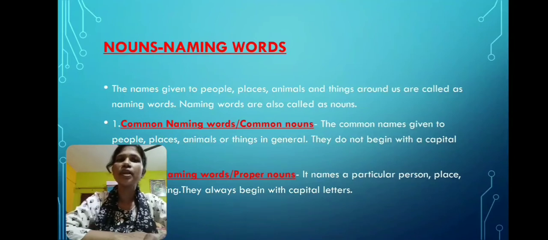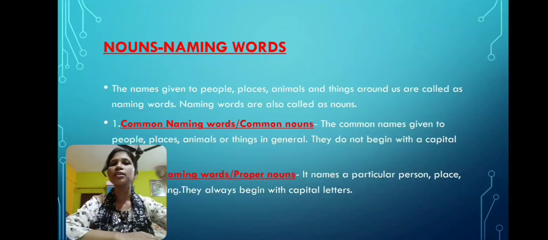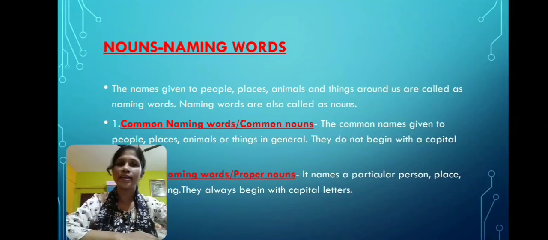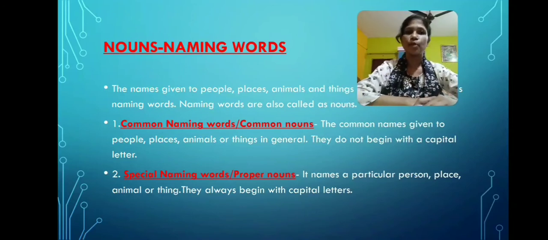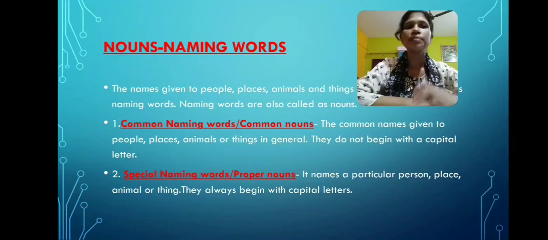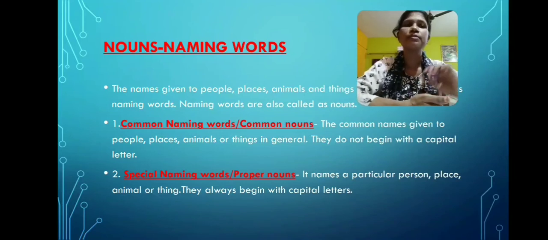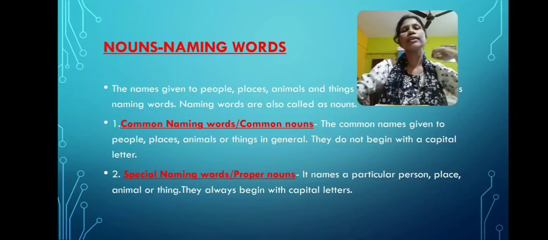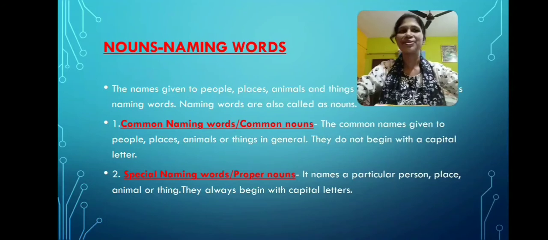Common nouns are names given to people, places, animals or things in general. They do not begin with a capital letter. That means whenever we write a common noun, we always write it with a small letter. Our next one is special names. Special naming words or proper nouns name a particular person, place, animal or thing, and they always begin with capital letters. So whenever we write a proper noun, we always write it with a capital letter. I hope, students, it is very clear to you.